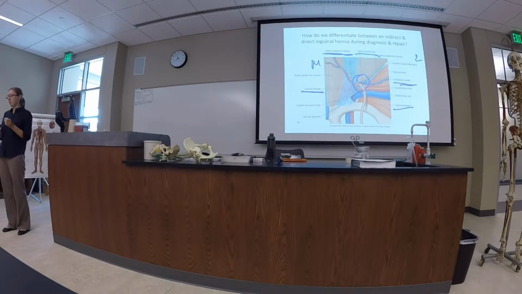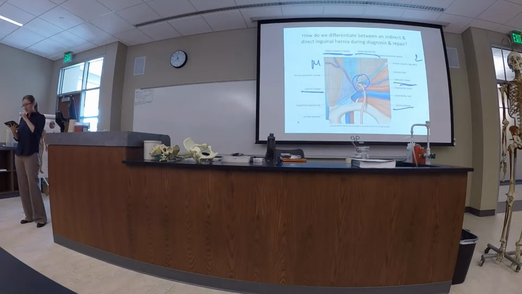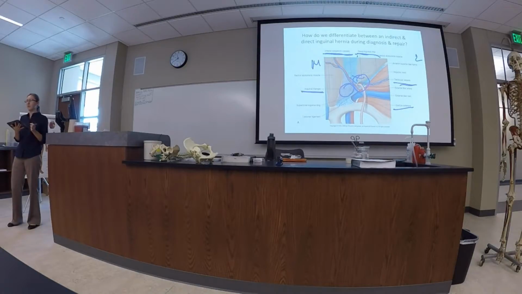So with an indirect hernia, that would be a protrusion through where? We just talked about it, indirect hernia. The inguinal ring. Yeah, it goes through the deep inguinal ring. So you're going to see the hernia protruding from this area. With the direct inguinal hernia, it's going to be a protrusion in this area, in the inguinal triangle.